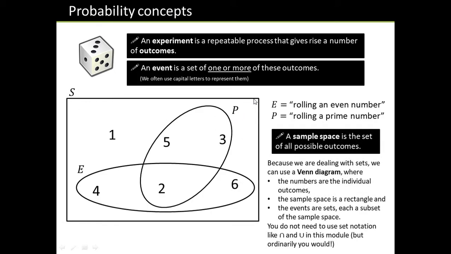We fill it in, and because this is a Venn diagram, we have to put a rectangle around it, and you'll see that later on. So we can use a Venn diagram where the numbers are the individual outcomes and the sample space is a rectangle. A sample space is all the possible outcomes. As it says here, the set of all possible outcomes. That bit's important, the set of. We can also use a sample space diagram to record outcomes depending on what we're looking at. So we'll have a look at that now.